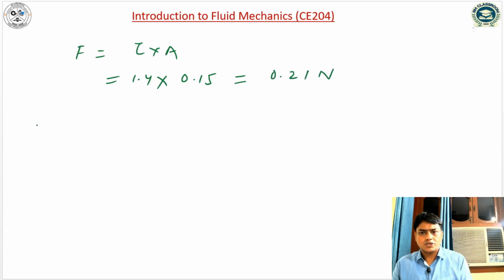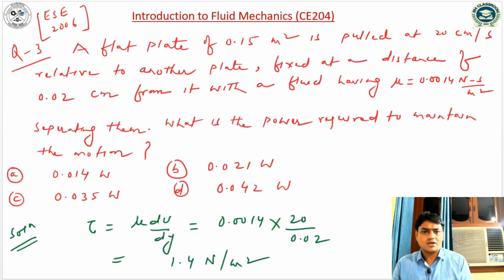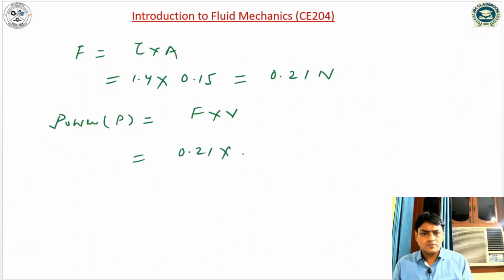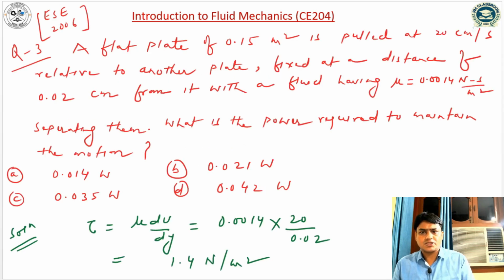So it will be 0.21 Newton. So the power P is equal to force into velocity. So it will be 0.21 into velocity, which is given. How much? 20 centimeter per second. So it will be 0.2 meter per second. So it will be into 0.2. So it is coming 0.042 watt. If I see the options, option D is correct.